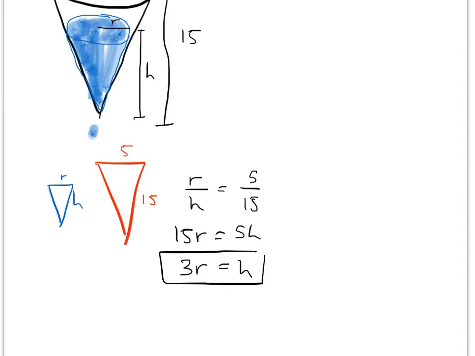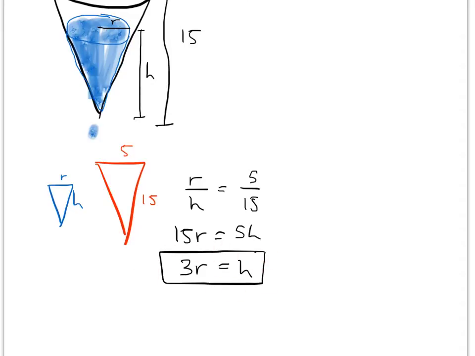Now remember this. It's not just some random equation we're getting. It's telling us that if you triple the radius, you get the height. Or in reverse, if you take a third of the height, you'll get the radius. And this is true no matter what level the water is, because the cone shape that the water is making will always follow this property, that 3 times the radius is equal to the height.